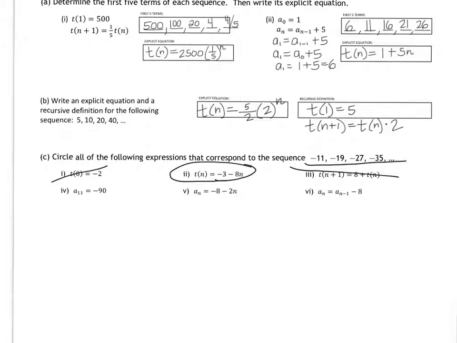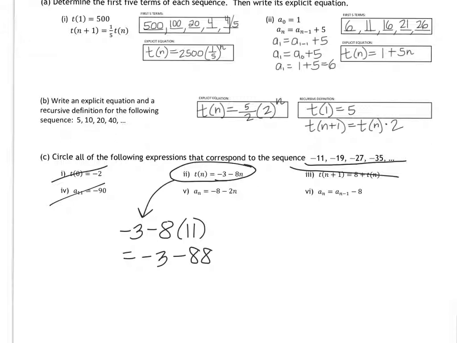All right, number 4 says that a sub 11 equals negative 90. So to check that, let's just plug into our known explicit equation. We'll plug in 11 for n, and then check if we get negative 90. So negative 3 minus 88 is not equal to negative 90, so we'll cross that out.